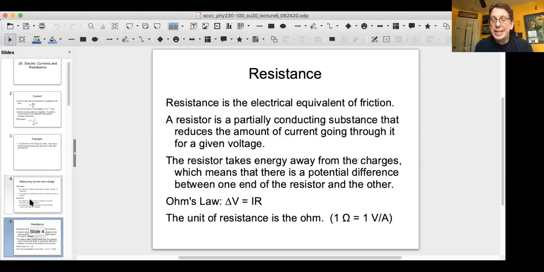And the unit of resistance is the ohm. And so you'll typically see ohms, the symbol for ohms is the capital of the Greek letter omega, which looks kind of like a horseshoe. And an ohm is 1 volt per ampere.